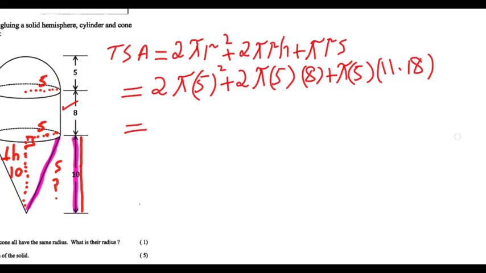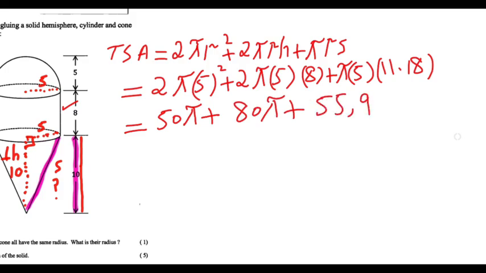So I use my calculator to solve this question. 50π plus 80π and plus 55.9π. So I add up all of these, and the answer will be 185.9π, you can say 186 or 185.9, same thing.